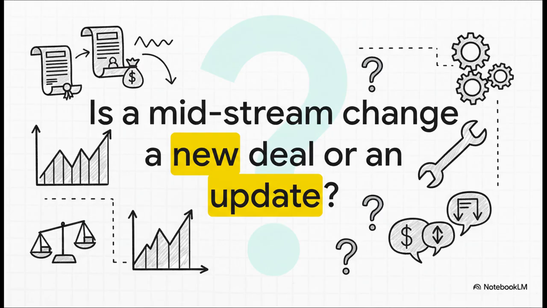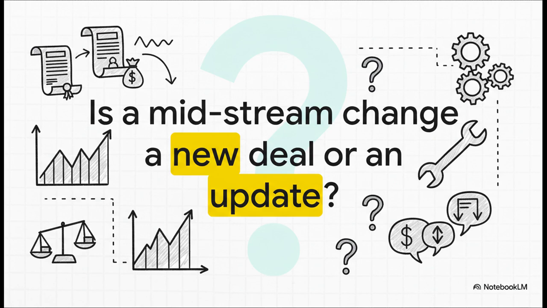Picture this. You've got a contract, work is humming along, and then the client calls. They want to add more, maybe change the price. The big question is, how do you account for that? Is it a whole new deal or just a little tweak to the old one?